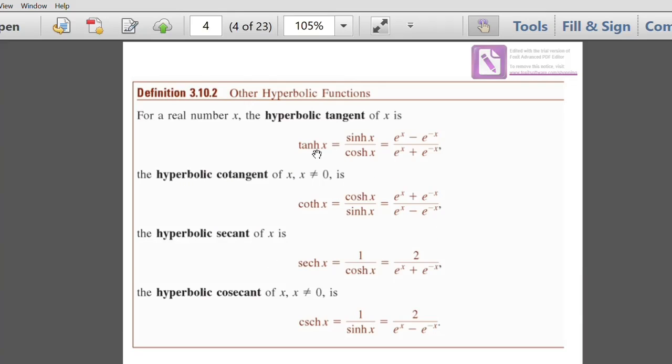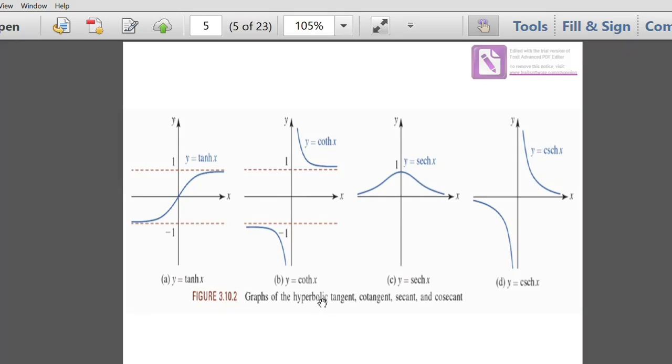So hyperbolic tan will be hyperbolic sine over hyperbolic cosine, hyperbolic cot will be hyperbolic cosh over hyperbolic sinh, the hyperbolic sec will be 1 over hyperbolic cosh, and the hyperbolic cosecant will be 1 over hyperbolic sine. So here we have the graph of hyperbolic tangent, cotangent, secant, and cosecant. You need to know what is the domain of all these functions and what is the range.